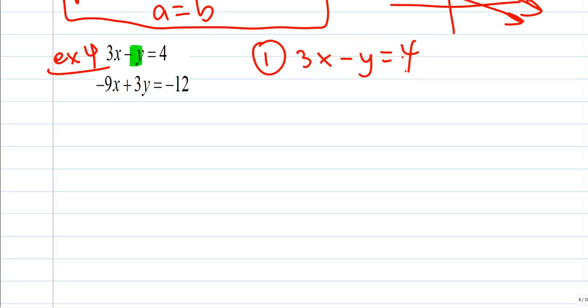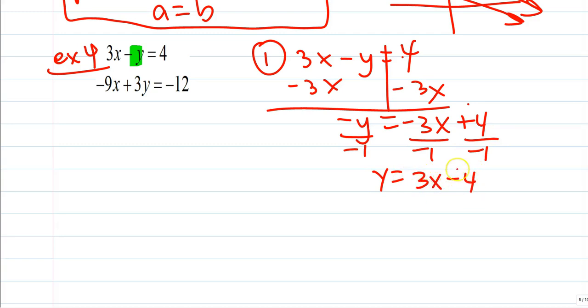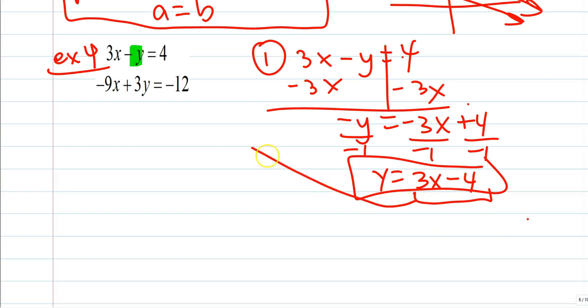So if I solve this for y, we will subtract the 3x. Negative y is equal to negative 3x plus 4, dividing by negative 1, y is equal to positive 3x minus 4. I can use that now. I can substitute y equals 3x minus 4 in place of the y in the other equation. Remember, I don't like to use substitution unless the step is already done. We still can, just not as easy as some other methods.